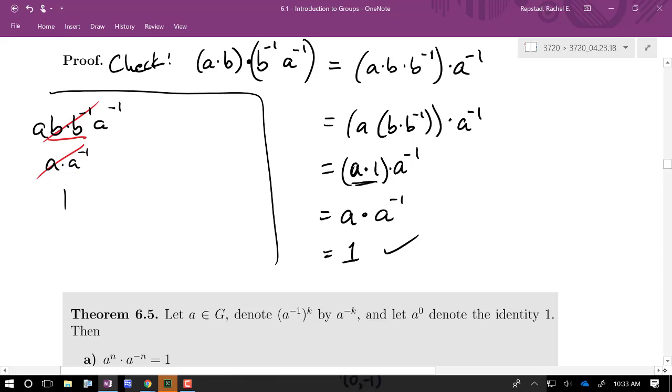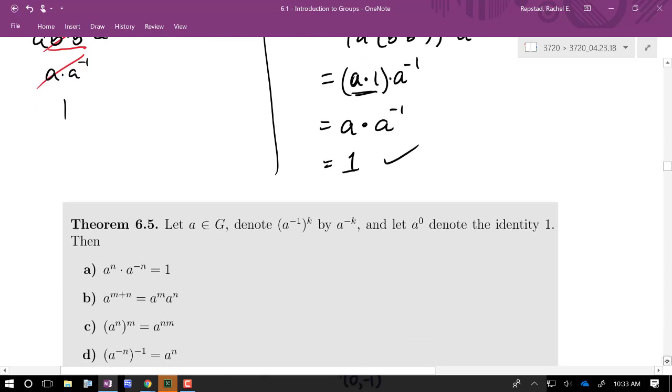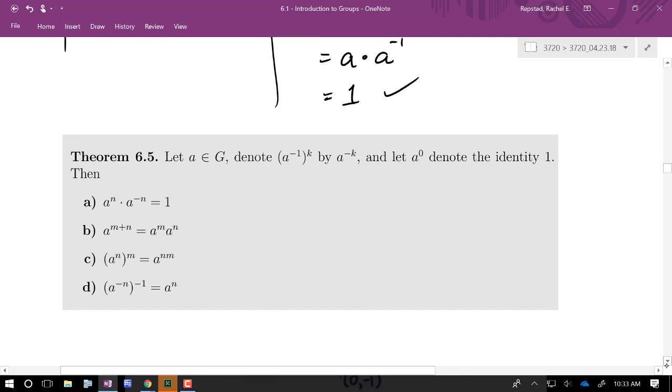Okay, so our next theorem we're not going to prove, actually some of these might be part of the exercises. A lot of these properties will seem like they should be true because they look just like regular algebra properties. But we have to be careful about knowing what kind of regular algebra properties that we know and love extend to working with groups. So first of all, if I take the inverse of A and raise it to the k, we're just going to denote that as A to the negative k. And A to the 0 will denote the identity 1.